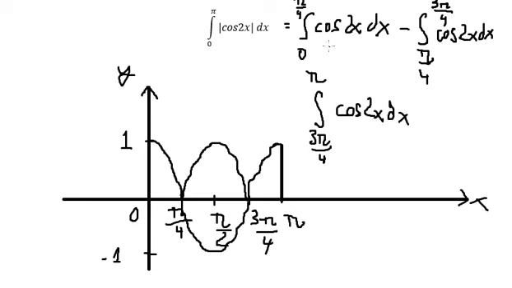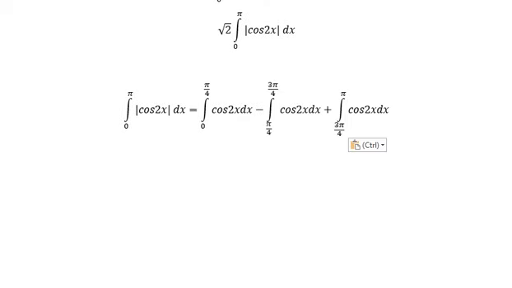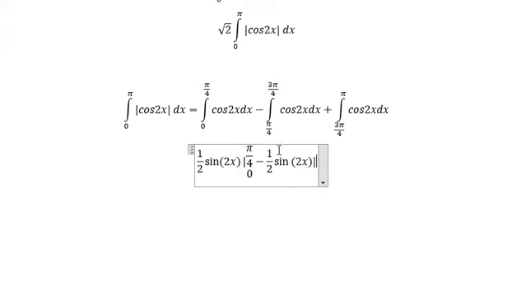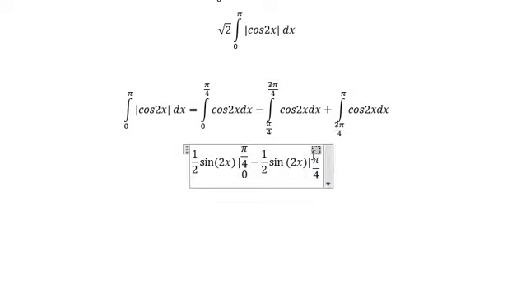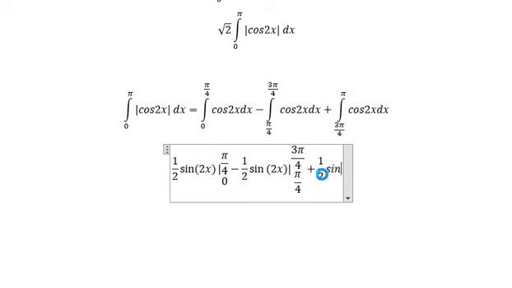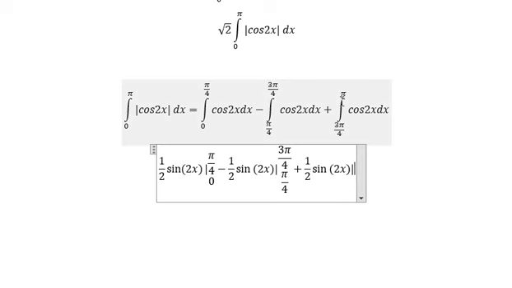After we analyze this one, we can calculate this area. And here is the technique how to answer this question. The integration of cosine 2x gives 1 over 2 sine 2x, and we put the bounds from 0 to b over 4. The next one, we have negative 1 over 2 sine 2x, with the bounds from b over 4 to 3b over 4. And the last one, from 3b over 4 to b.